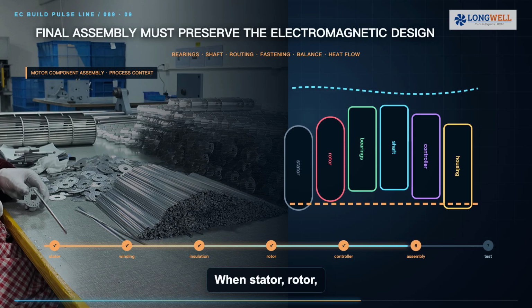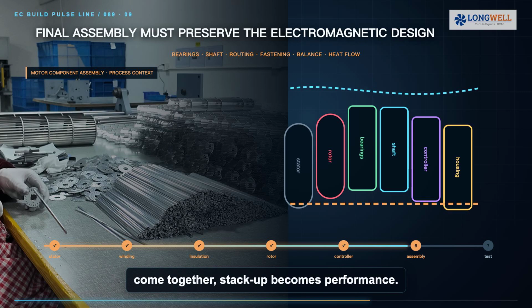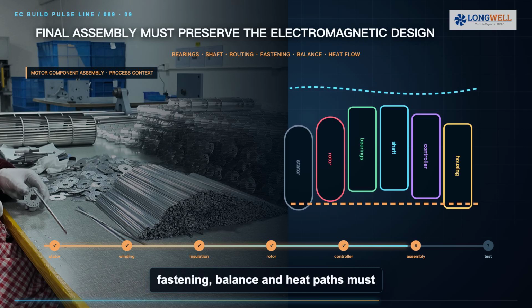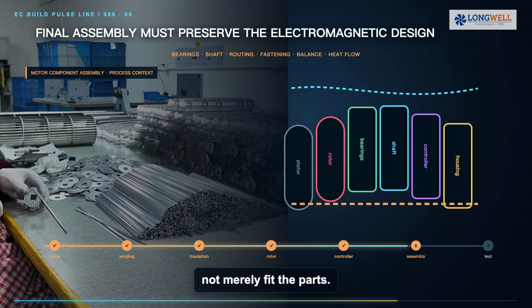When stator, rotor, bearings, shaft, controller, and housing come together, stack-up becomes performance. Alignment, routing, insulation clearance, fastening, balance, and heat paths must survive the sequence. The goal is to preserve design intent, not merely fit the parts.